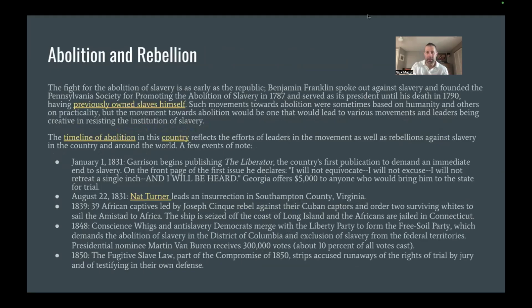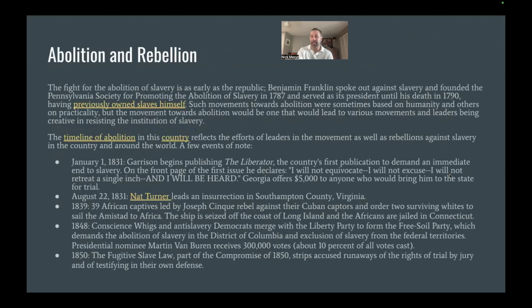So of course, the system of slavery, because of not just what you can see in popular culture, but what you can read in texts, what you can read in primary source accounts, is that slavery is based on a system of violence. It is a system of oppression. It is a system of destruction.